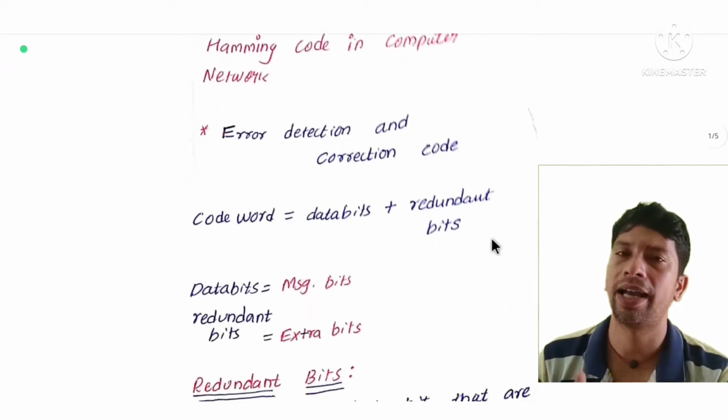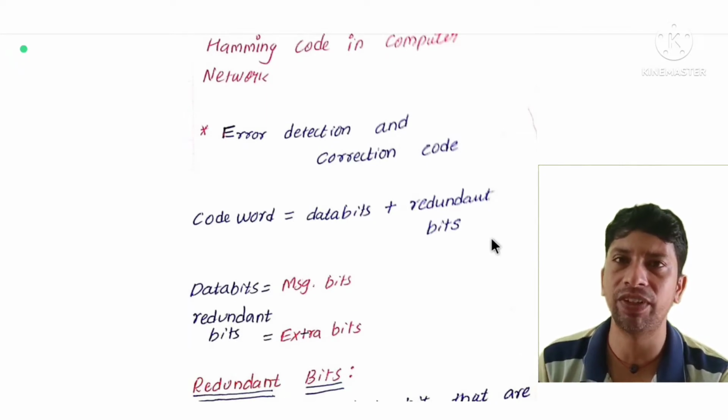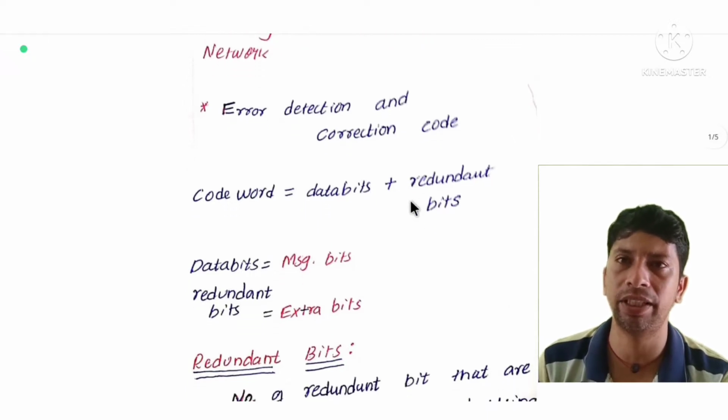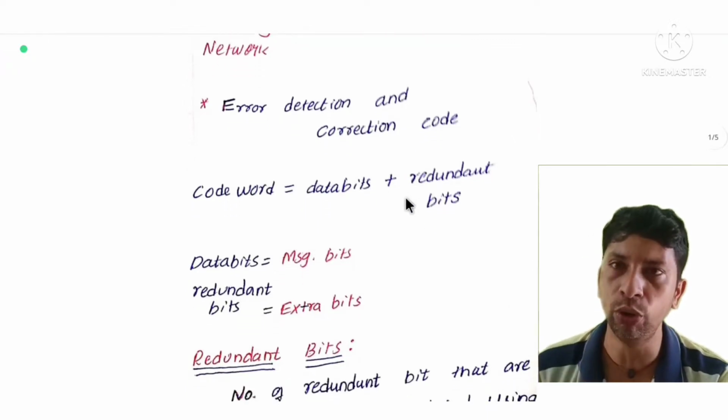Right? This has a code word, that is, the data bits will be added with extra bits, which are known as redundant bits, and then it will be sent as a code word. Here the extra bit being added is the redundant bit.